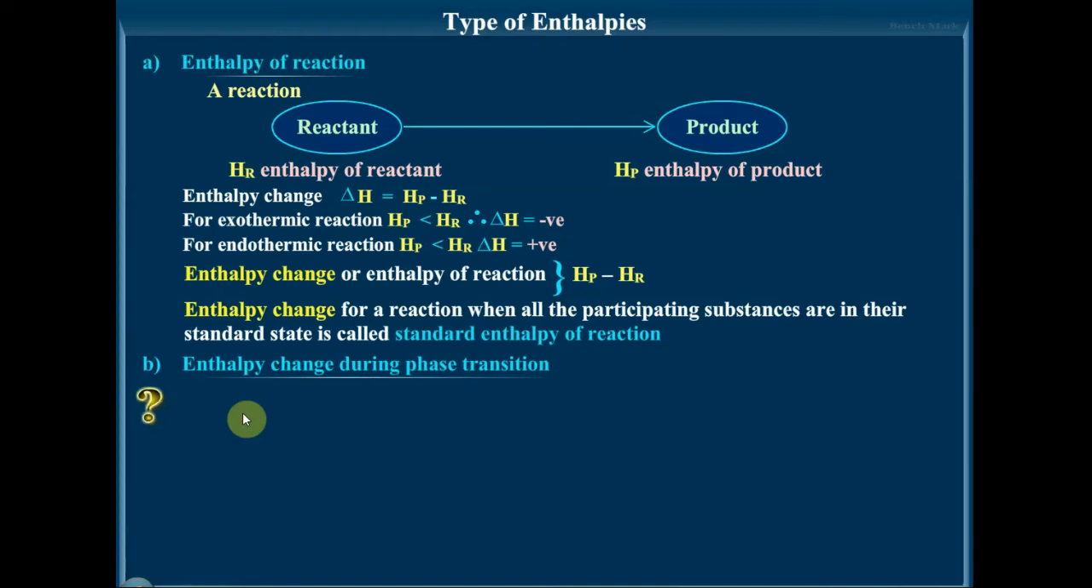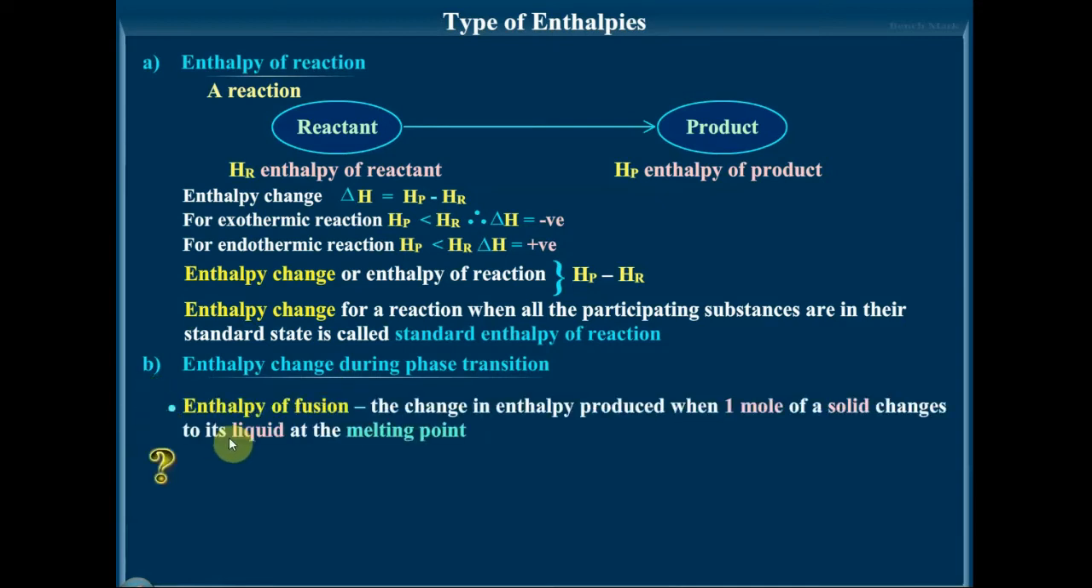So, greater the strength of the bond, greater will be the value of enthalpy of fusion. Lesser the bond strength, lesser will be the value of the enthalpy change of that state, whether it is solid into liquid or liquid into gas. So the first one is enthalpy of fusion.